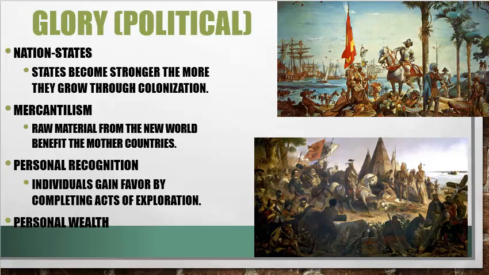As nations get stronger, they need more land in order to keep getting stronger. It's like a growing boy. They need to keep eating. Mercantilism: raw material from the New World benefits the mother countries. Some countries that don't have these raw materials get a new influx of them, whether it's gold, iron, all sorts of things from the Columbian Exchange we'll talk about tomorrow. Raw materials coming into the mother countries benefits them through a system that will be known as mercantilism.